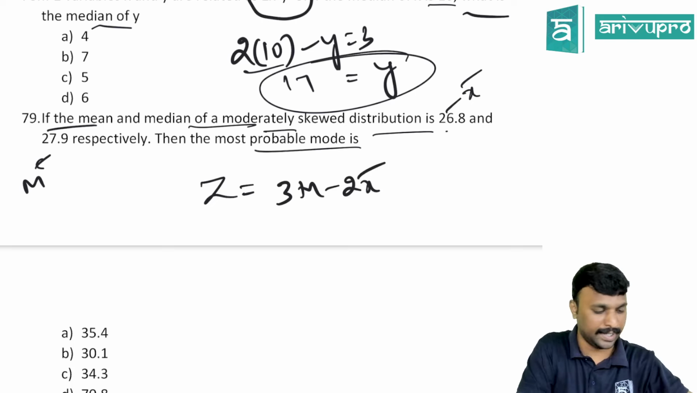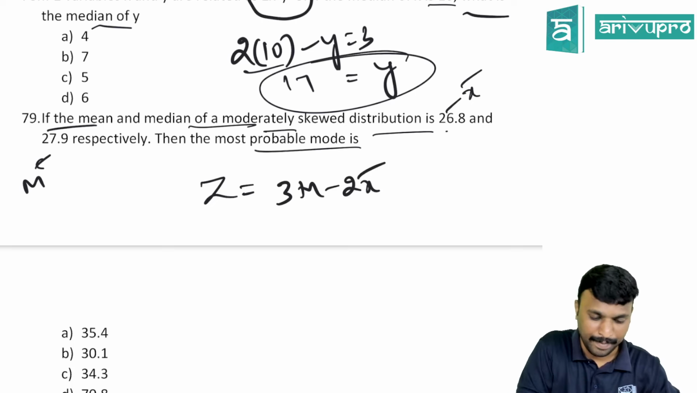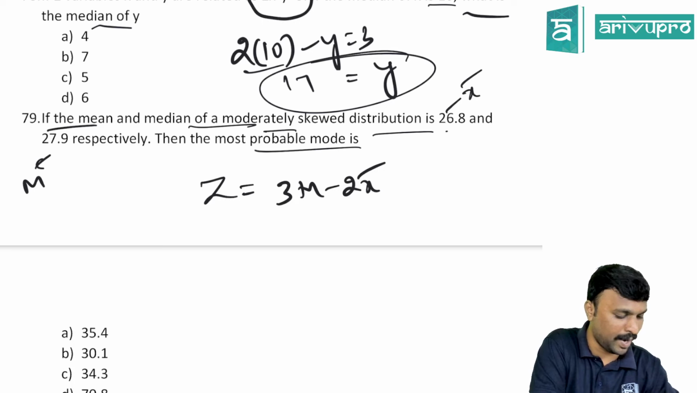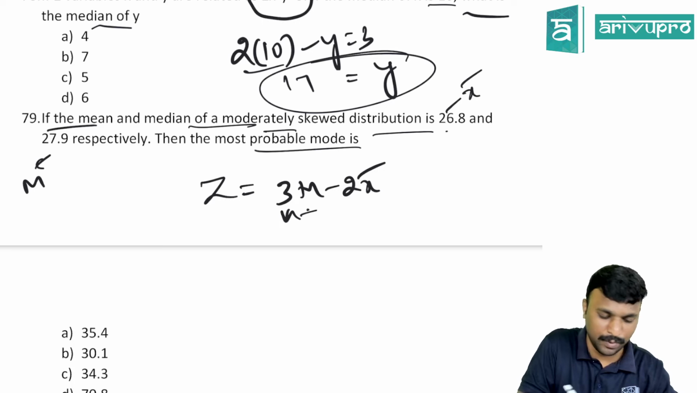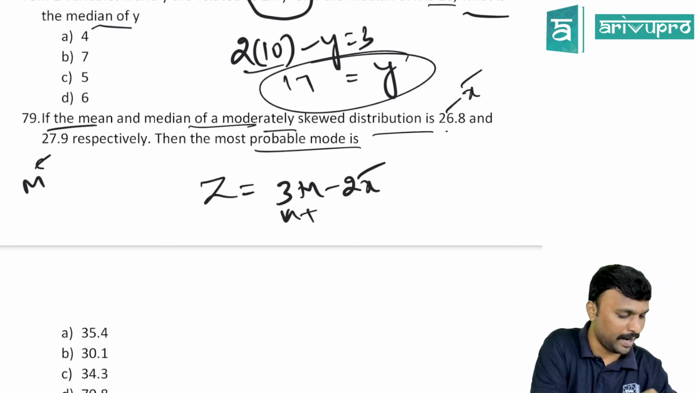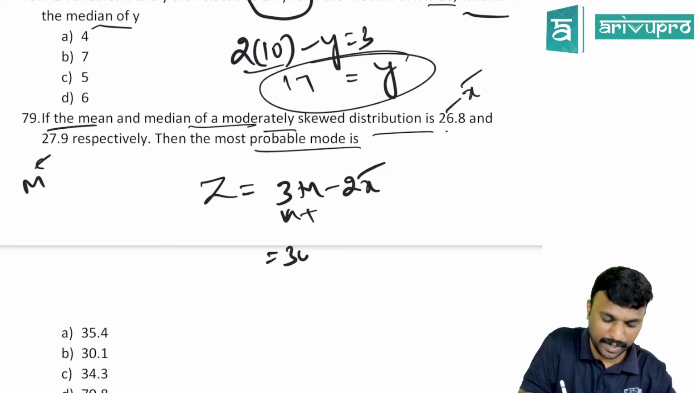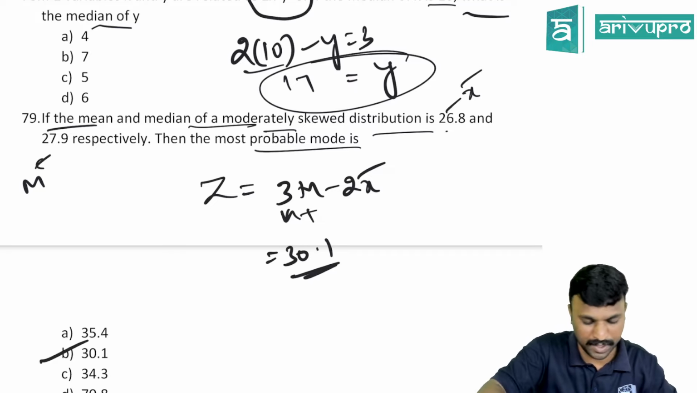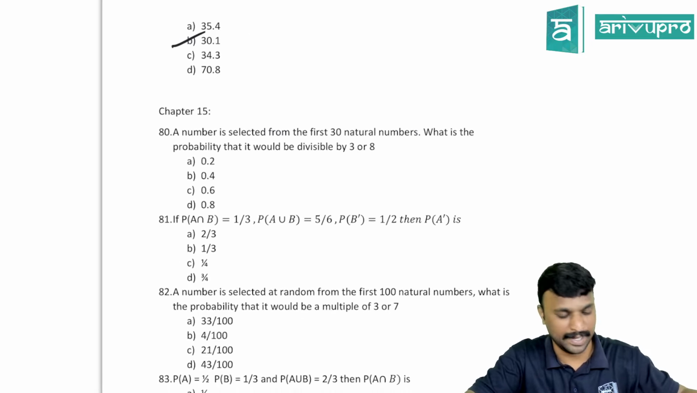Guys, take your calculator. 3 into, what is median? Median is 27.9. It's a positive value, M plus. 2 into mean, what is mean? 26.8, it's a negative value, so M minus, then MRC. So 30.1 is the mode value. Option B is the right answer. Guys, let's move on to the next question.